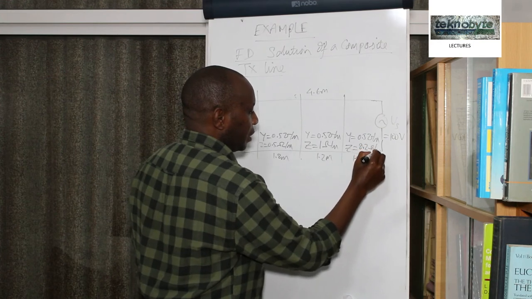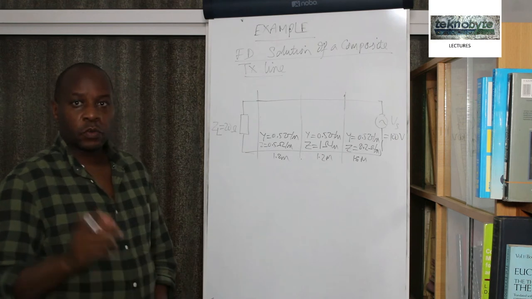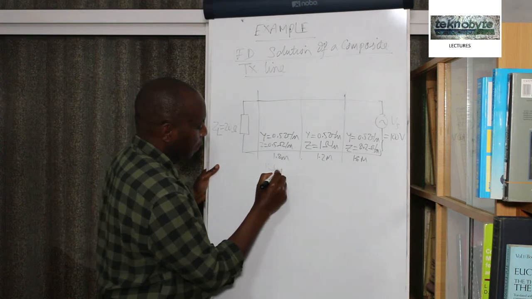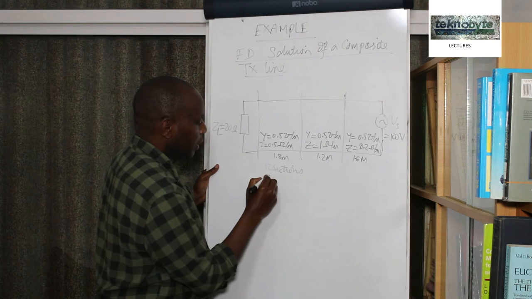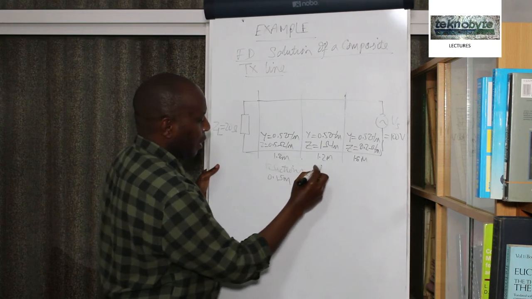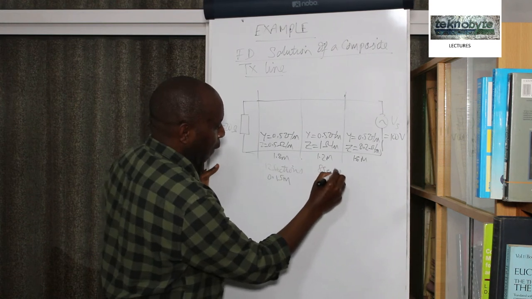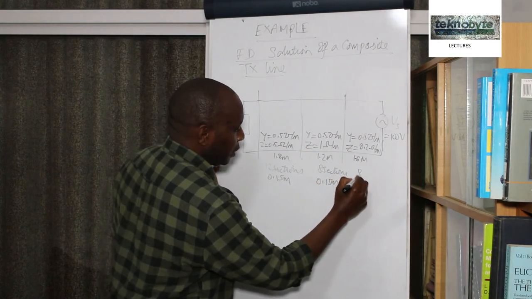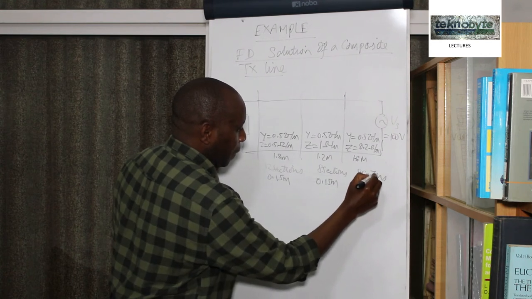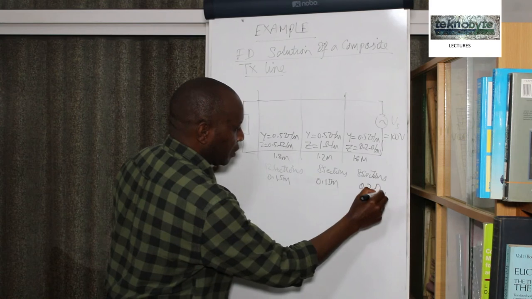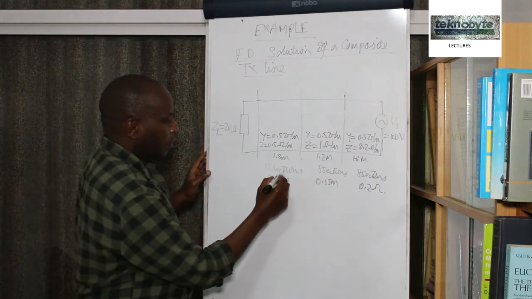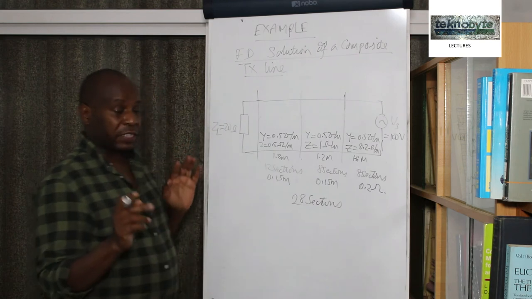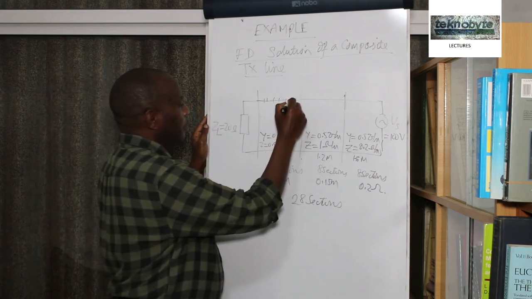So what I'm going to do next is to divide this part here into 12 sections, each of 0.15 meters. I'll divide this one into 8 sections, each of 0.15 meters. And this third part here will be divided into 8 sections, each of 0.2 meters. So you can see that in total I'm going to have 12 plus 8 plus 8, and I'll have 28 sections. So for the purpose of my finite difference analysis, this line will be divided into 28 sections.